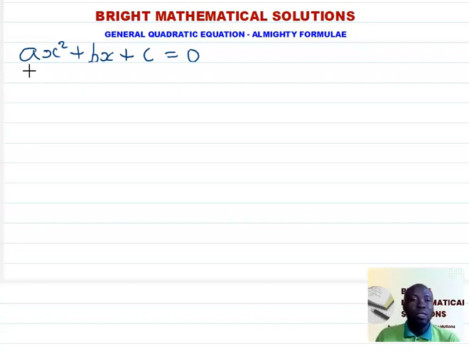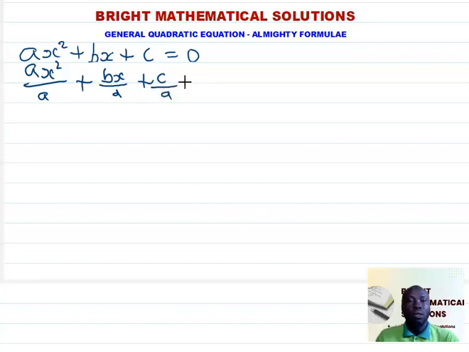So to derive this general formula for the quadratic equation, we first divide the entire equation by the coefficient of x raised to the power of 2, such that this becomes ax raised to the power 2 divided by a plus bx divided by a plus c divided by a equals 0. So from here our equation becomes x raised to power 2 plus b over a x plus c over a equals 0.